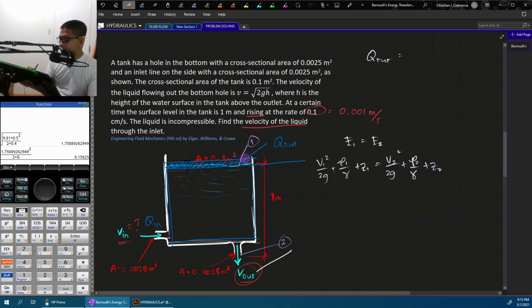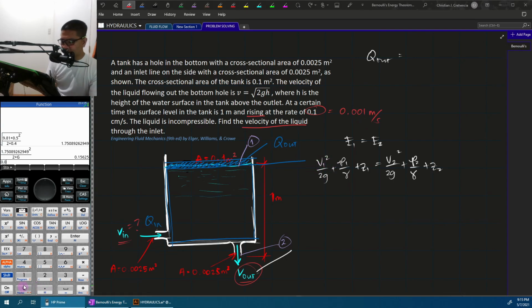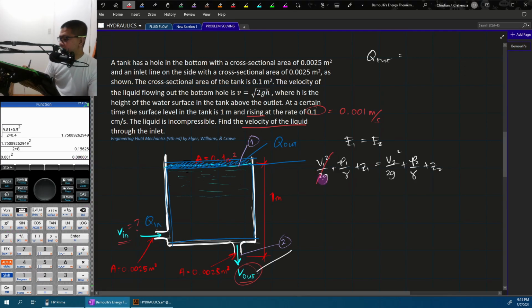So, although nagbigay dito ng rate, no? So, 0.001 meter per second. Tapos, i-square mo pa yan dito. So, 0.001 squared. So, makita natin na napakaliit na ng value nito. So, we can neglect this. So, kung gusto mo isama, pwede pa rin naman kasi you can still solve yung velocity. So, kaya sinabi dito, the velocity of the liquid flowing out the bottom hole is V equals square root of 2gh. So, nanggaling nga kasi yun dito.